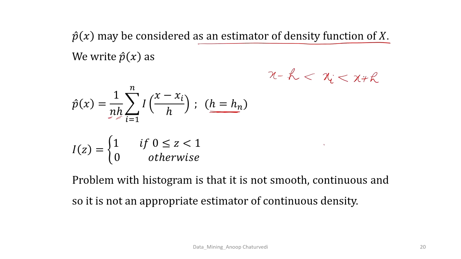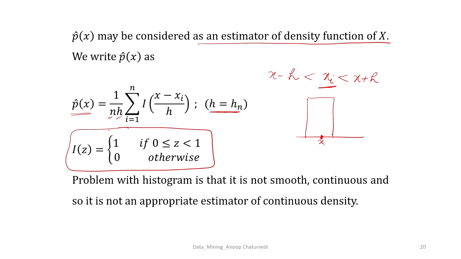x is the midpoint of the histogram bin. So, we are using those observations for estimating this density function which lie in this interval with x as the center point. So, we define I z as this indicator function. Then you can use this histogram for estimating the density function. But the problem with the histogram is that it is not smooth and continuous, and so it is not an appropriate estimator of a continuous density. You cannot estimate a continuous density using a histogram.